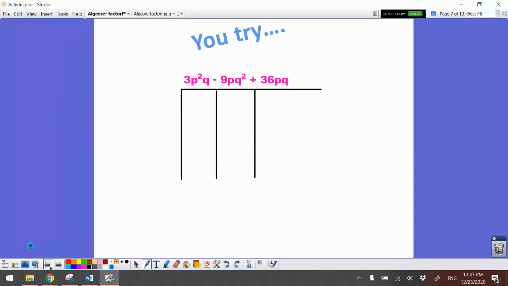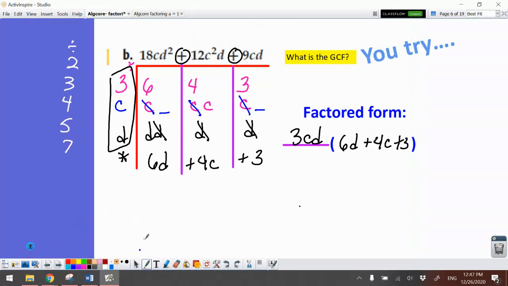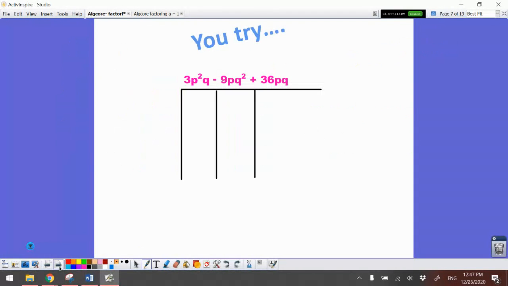Okay, let's try another one. Remember, the numbers we're looking for: 2, 3, 4, 5, 7. So 3, 9, and 36. Go ahead and hit pause. See what you can do with this one.